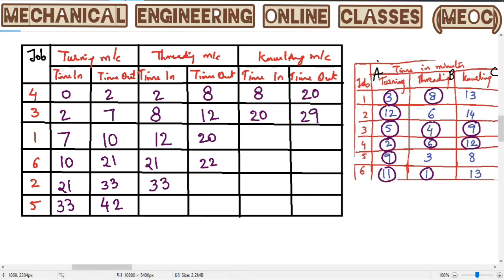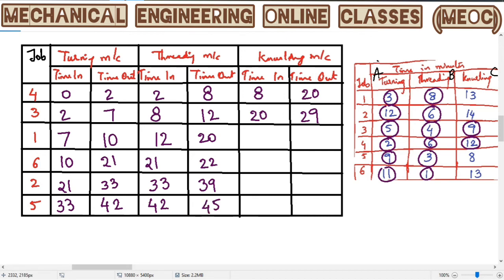So now at the 33rd minute job 2 is ready to come on to the threading machine. How much time does it need on the threading machine? 6 minutes. So 33 plus 6 is 39. Now the threading machine is again free at the 39th minute. But job 5 is not ready to come. Job 5 will finish its operation on the turning machine only after 42 minutes. So at the 42nd minute it will come on to the threading machine. How much time does it need there? 3 minutes. So this will be 45.